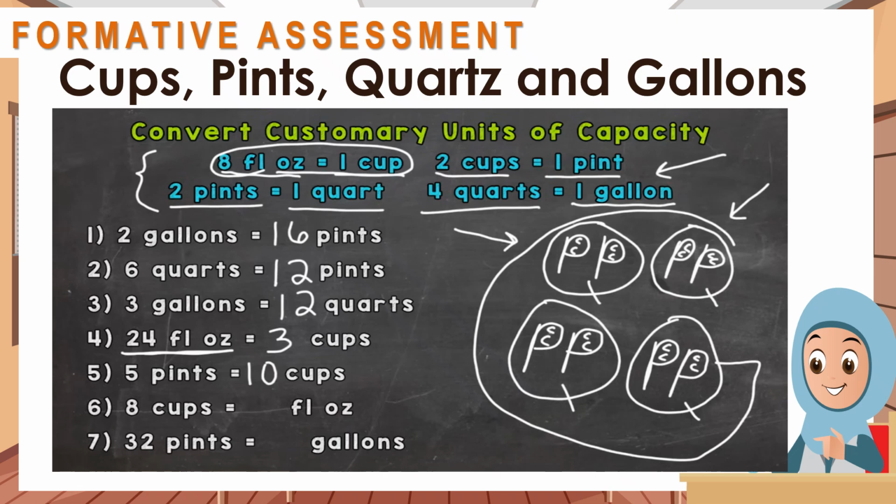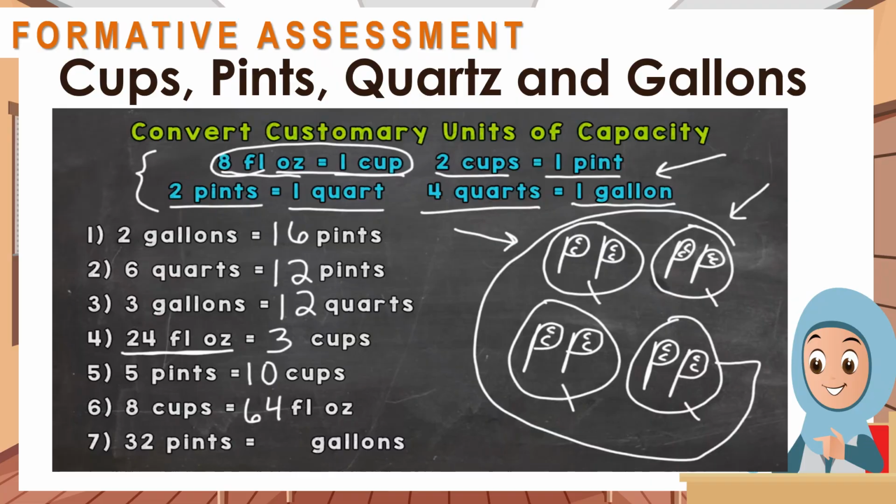Number 6. 8 cups equals how many fluid ounces? All right, so there are 8 fluid ounces in 1 cup. So we have 8 groups of that 8 fluid ounces. So 8 times 8. That's going to give us 64 fluid ounces. Again, 1 cup has 8 fluid ounces. So we have 8 of them. So we would do 8 times 8, and that equals 64.